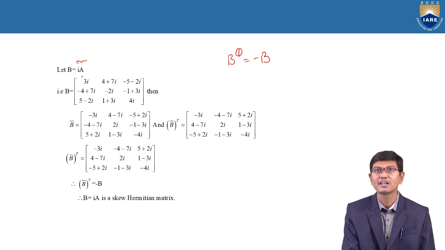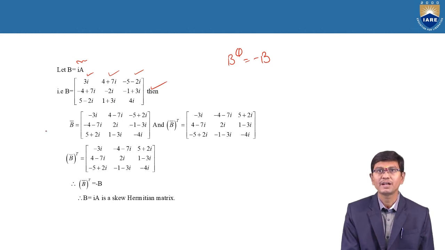Therefore, entirely the matrix is reduced to iA equal to: first row 3i, 4 plus 7i, minus 5 minus 2i, and the second row is minus 4 plus 7i, minus 2i, minus 1 plus 3i. The third row is changed to 5 minus 2i, 1 plus 3i, 4i.